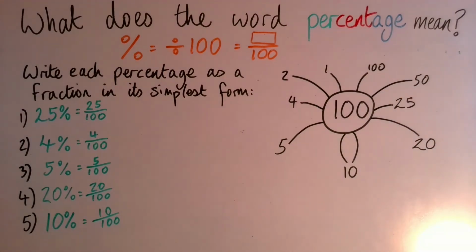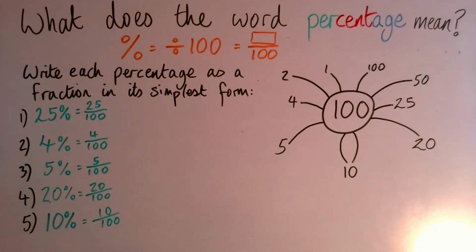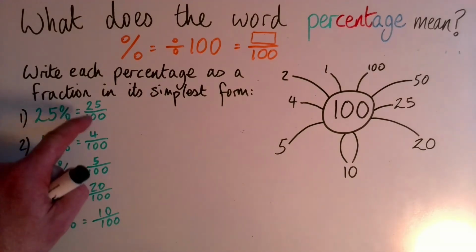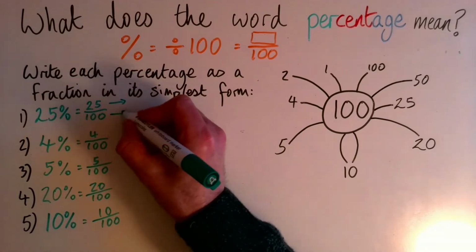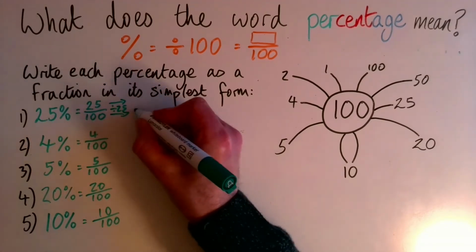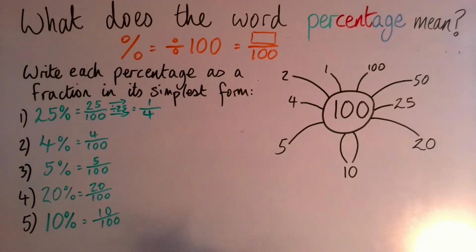So if this was in a test, you'd get 1 out of 2 for doing what I've just done. You've just written the number that is the percentage over 100. The next thing you need to do is simplify. And as all of these numbers, our numerators, go into 100, you can divide top and bottom by that, and you'll get 1 over something. Divide by 25 is equal to 1 over 4. If you haven't done the others, pause the video and do it now, because I'm about to put them up.